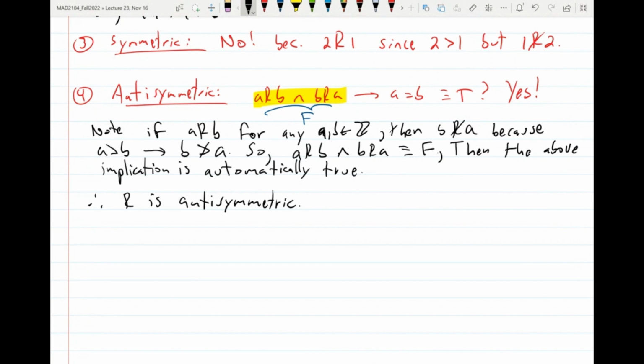B not related to A. Because if A is bigger than B, then B cannot be greater than A.